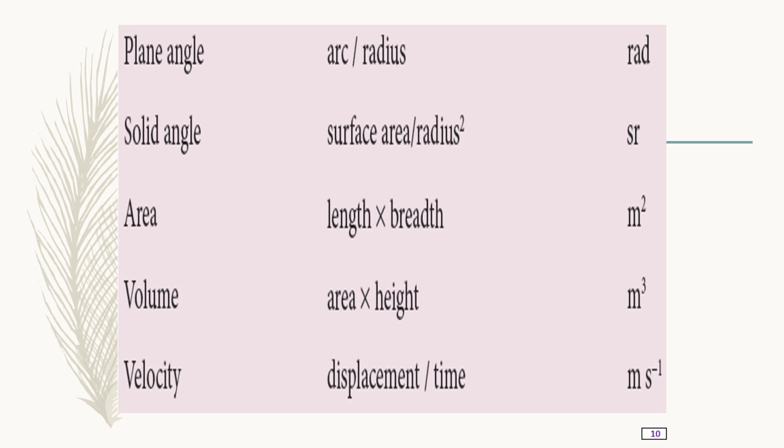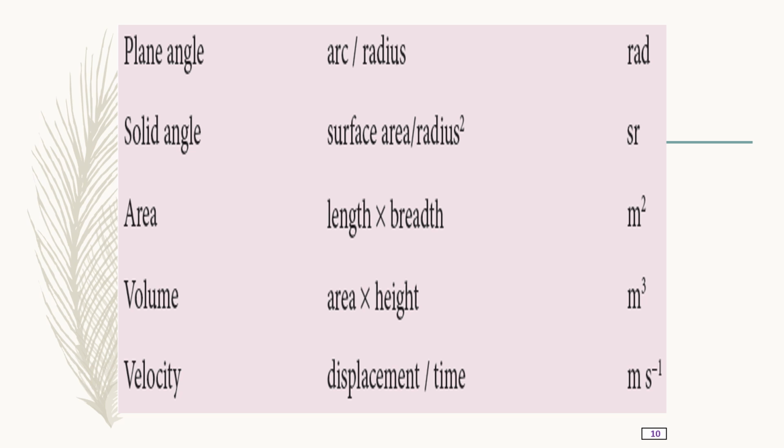The next one is, you are going to see the derived quantities and their units. So here they are given the physical quantities, expression and unit. If the physical quantity is plane angle, then the expression is arc by radius, which is given as rad, R-A-D. Solid angle, surface area by radius square, that is square of the radius, which is given as SR. Area, as you all know, is length into breadth. It is measured in meters, so we'll get it as meter square. And for the volume, area into height, so meter square into meter, you'll get it as meter cube.